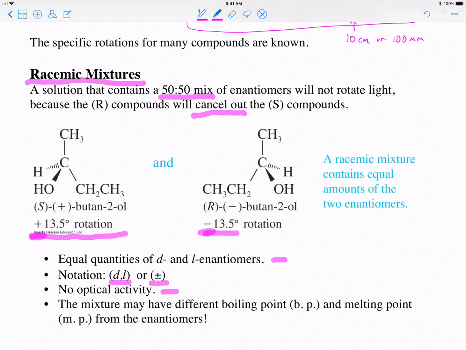Another interesting point is that boiling points and melting points of these even mixtures might be different than the individual compounds. We've talked about melting point in lab. If you have an impurity in a sample, it will essentially change the melting point and make it lower and broader. So each of these compounds will interfere, the enantiomers, with how the other one melts.